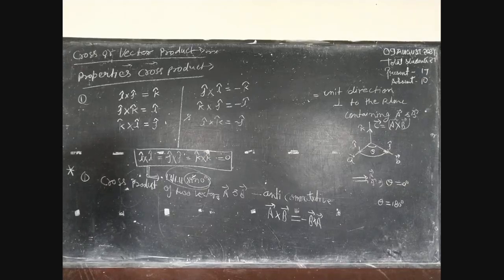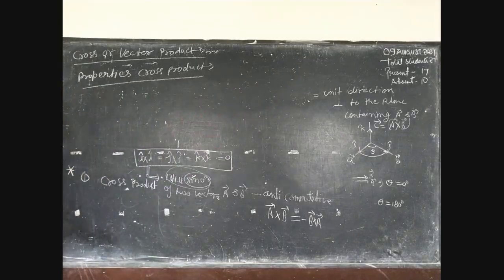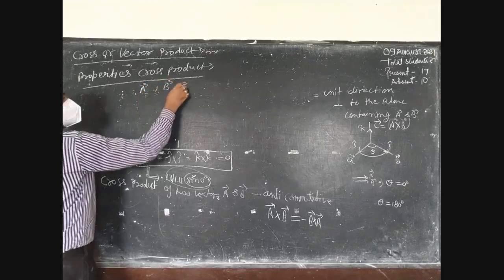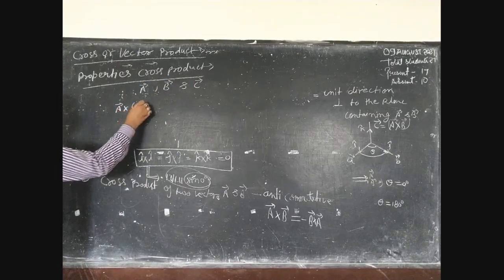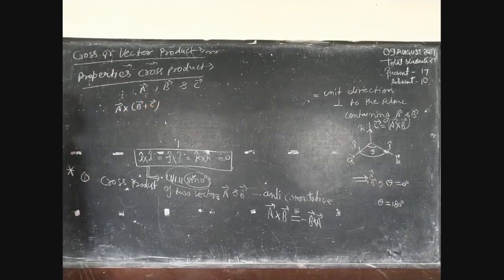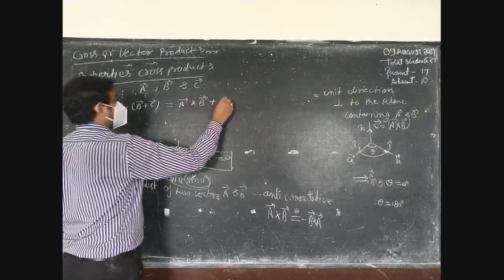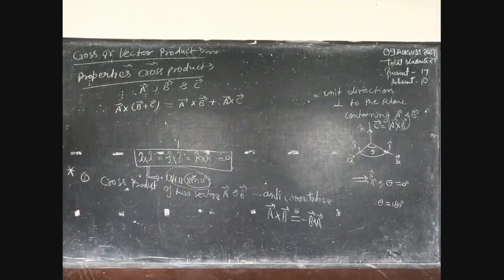the cross product of two vectors is distributive. That is, if we have the three vectors, vector A, vector B and vector C, therefore vector A cross (vector B plus vector C) is equal to vector A cross vector B plus vector A cross vector C. Okay, this law is known as the distributive law.